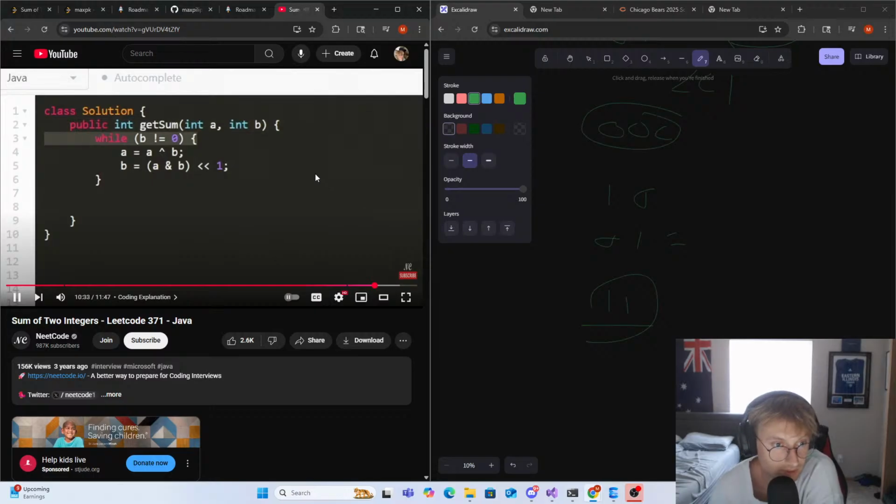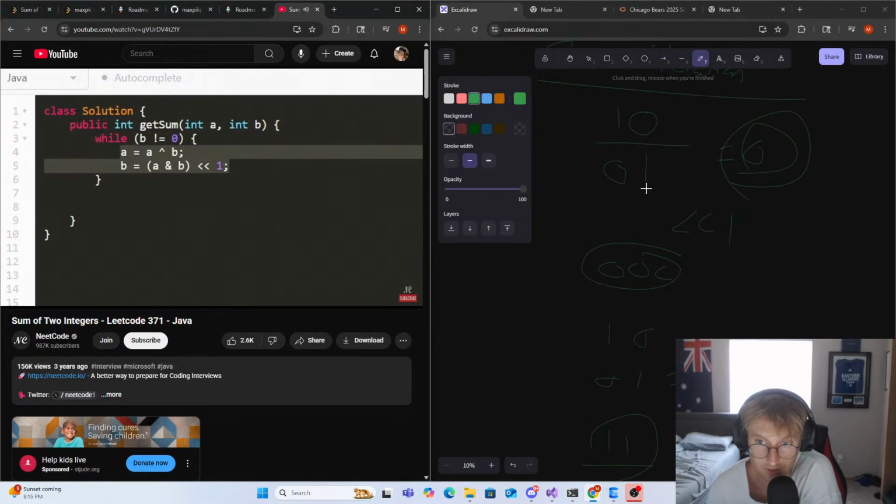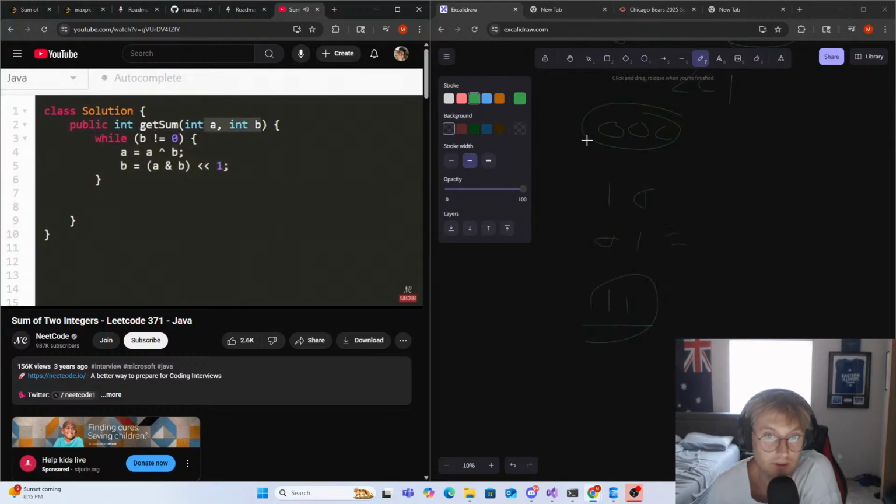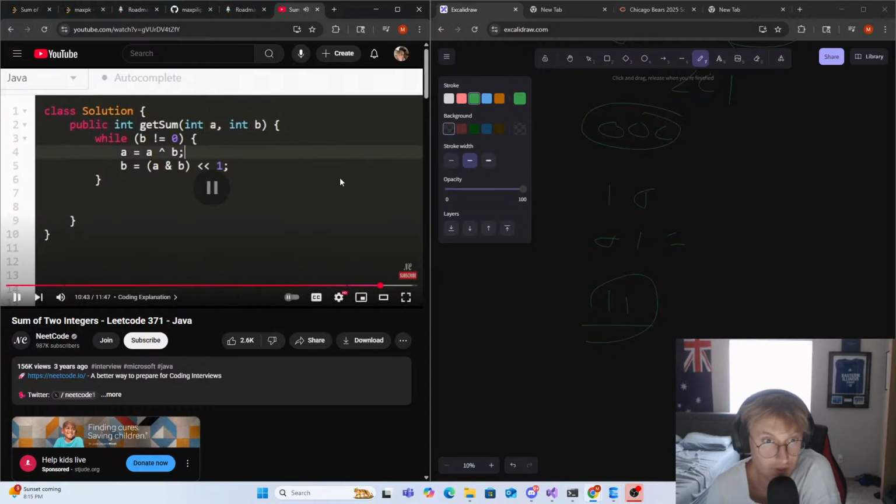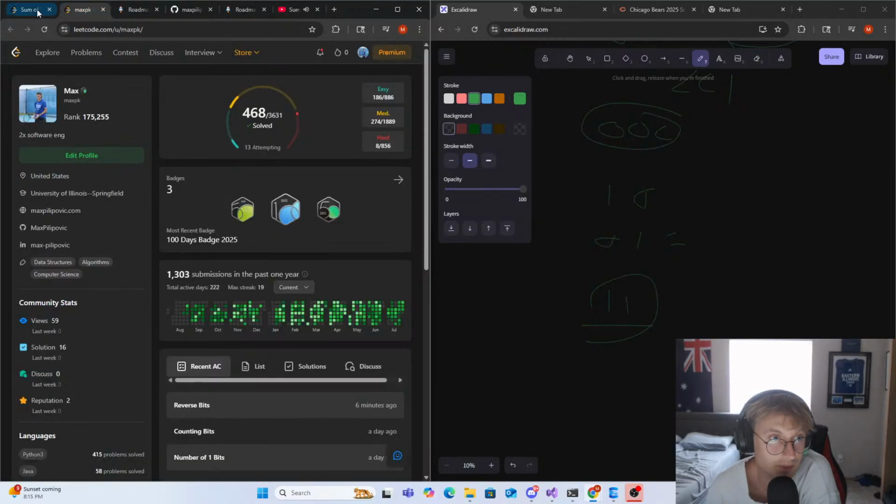Let's see what he does here. He's basically doing the same thing. And we learned that these two operations are equivalent to adding A and B together. But one little catch is that if we... Is this easy, medium, or hard?